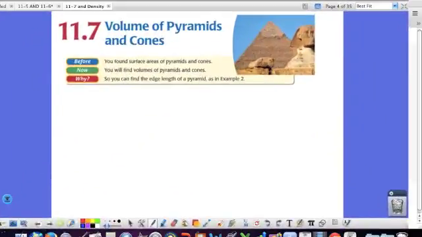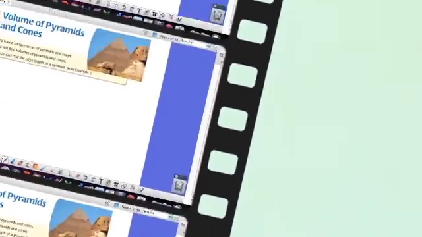So now we're going to move into our lesson to find the volume of pyramids and cones. And we're going to use a lot of what we've already learned about finding volume of prisms and cylinders in order to find the volume of pyramids and cones.